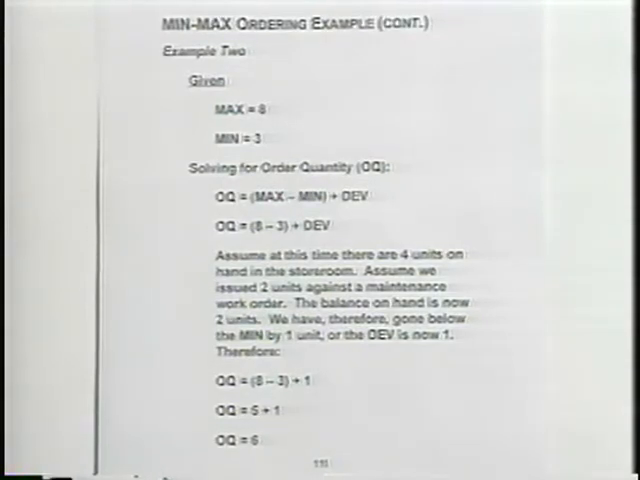but we actually issued 2 out of the storeroom. That brought us 1 below the minimum. We had 4 on hand, we issued 2, we had 2 left. The minimum is 3. So the difference between the balance on hand of 2 and the minimum is 1 unit. So therefore, putting the data into the formula, we have max minus the min, which is 8 minus 3, that difference plus the 1 below the minimum, and therefore the order quantity is 5 plus 1, or 6.